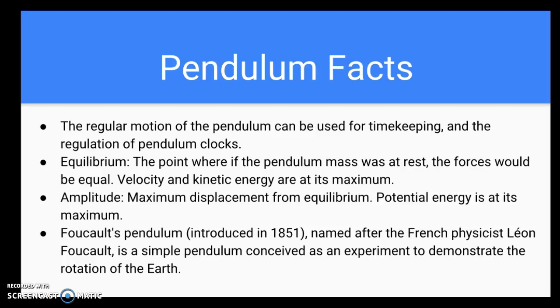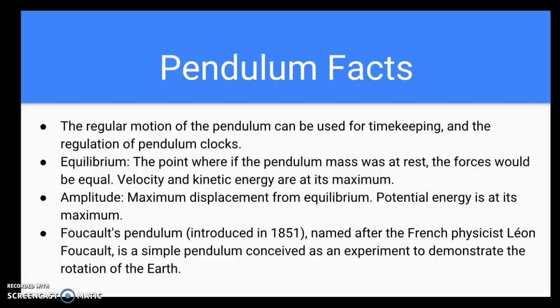Now we're going to talk about pendulum facts. The regular motion of the pendulum can be used for timekeeping, and pendulums are used to regulate pendulum clocks. Equilibrium is the point where, if the pendulum mass was at rest, the forces would be equal. Velocity and kinetic energy are at their maximum.